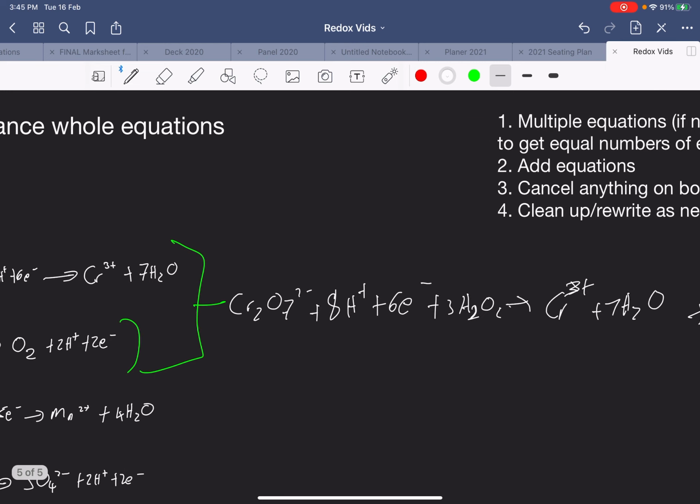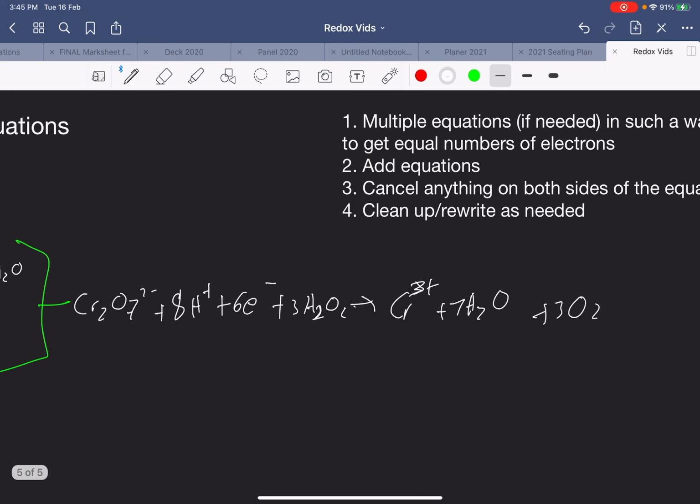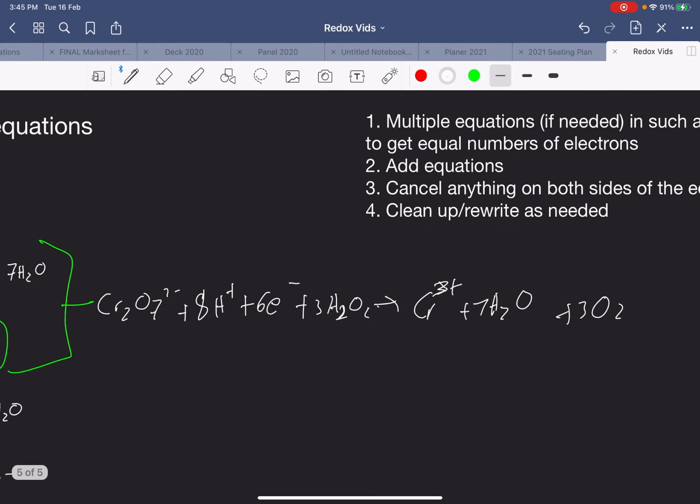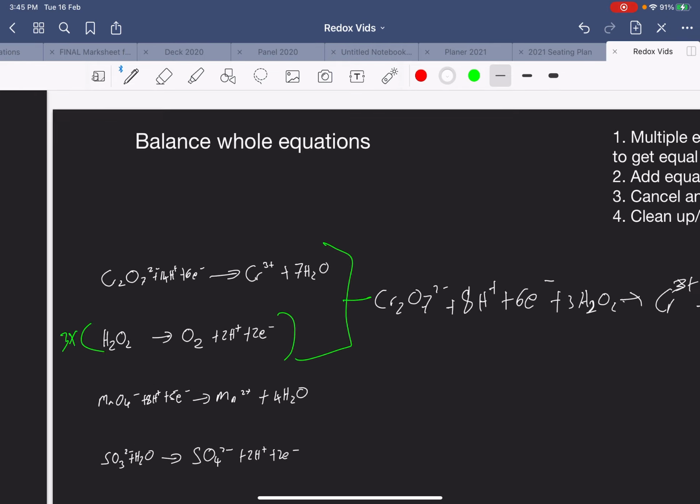So I've got 8H plus. I cancelled out the 6. And everything else is just fine. Okay, and so that's my balanced whole equation.